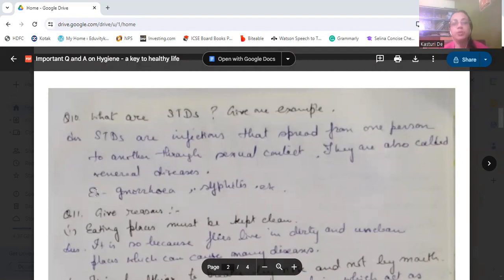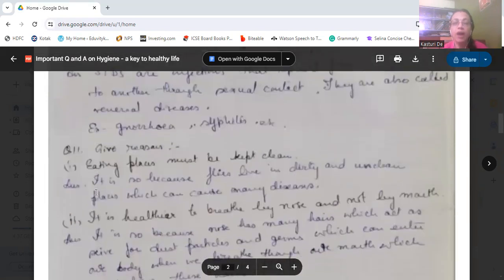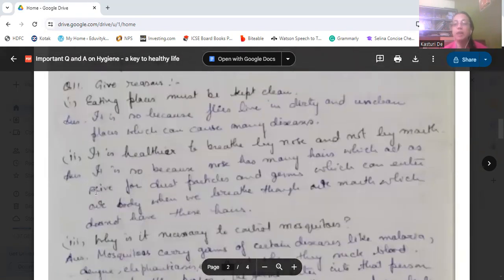Then we come to some give-reasons questions. Why must eating places be kept clean? Because if eating places are not clean, we can see flies moving around. Flies live in dirty and unclean places, which can spread diseases.